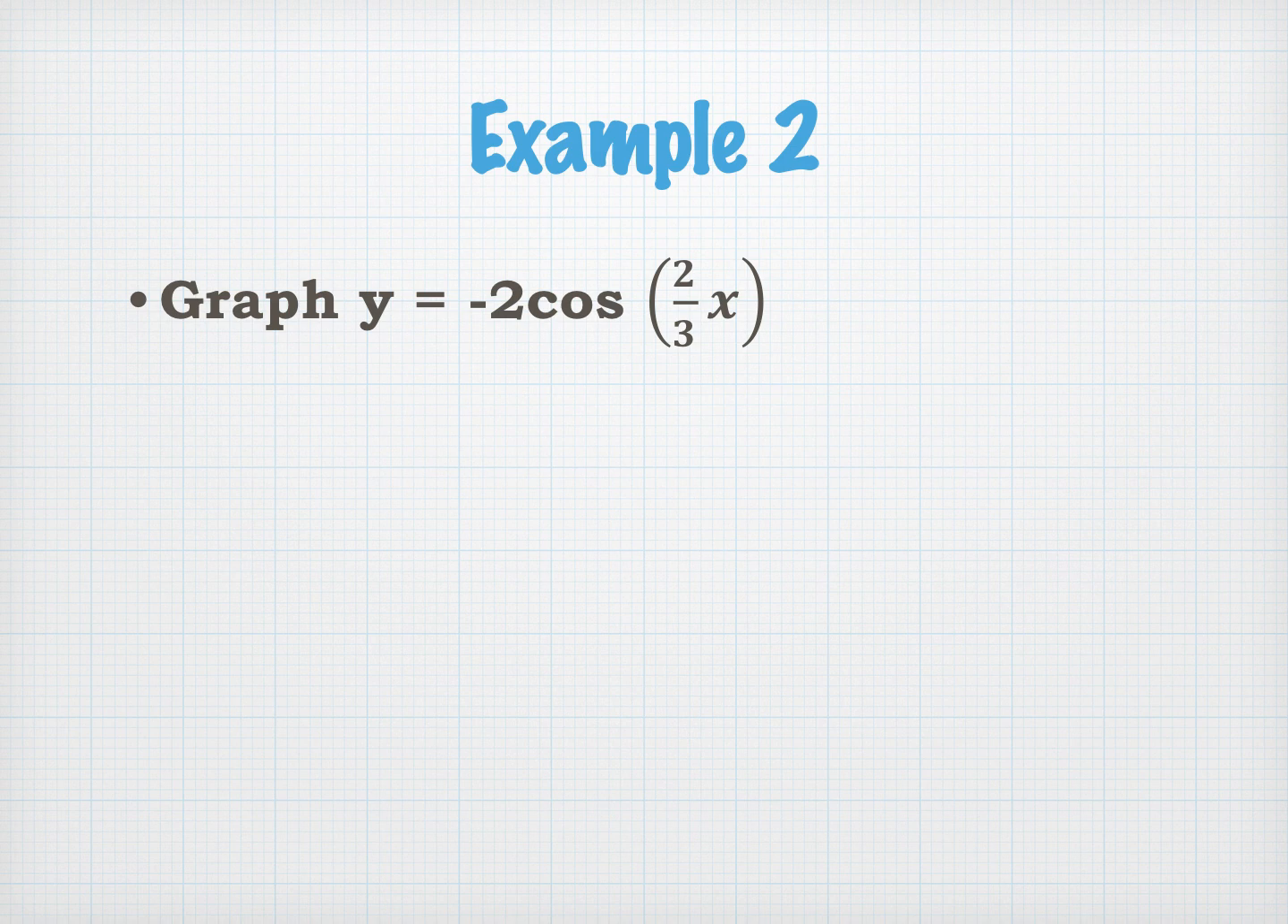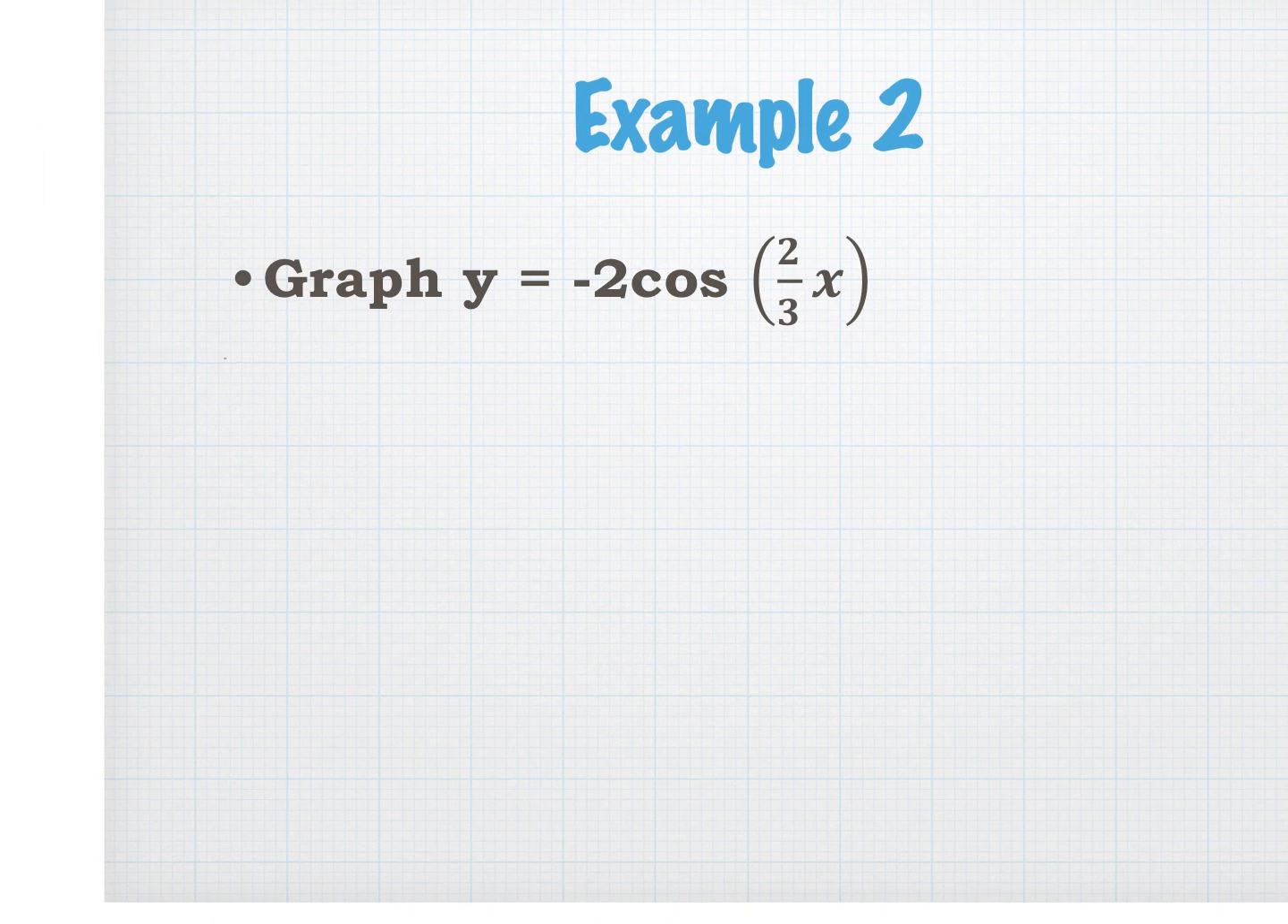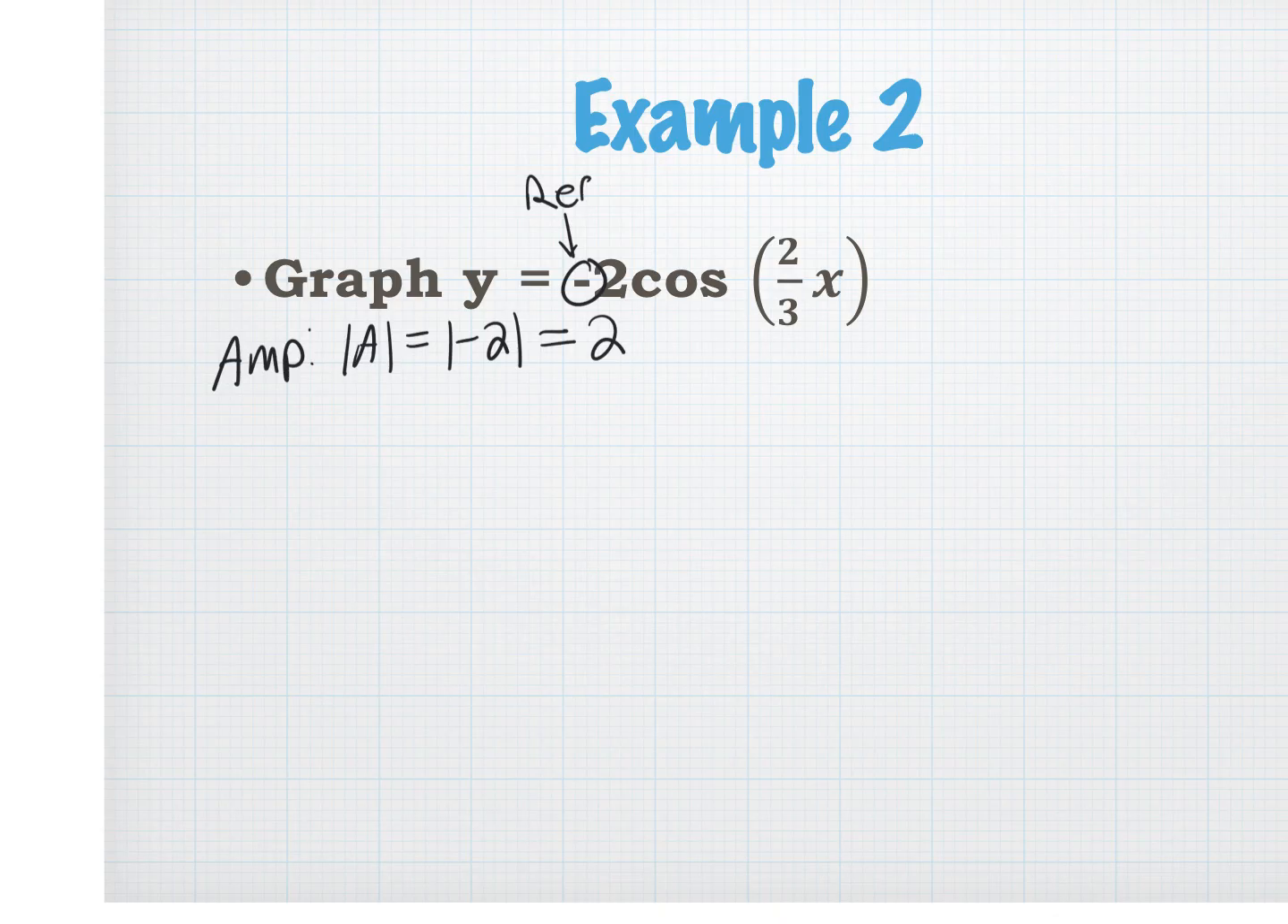All right, let's try something similar here. I have -2 cosine of 2/3 x, right? So again, we're going to find the same information. The amplitude is going to be the absolute value of a, so absolute value of -2, so 2. That means it's going to be at its highest 2 units and at its lowest -2 units. But one thing to keep in mind with that negative, that means the graph of cosine is going to be reflected. So you're going to have a reflection over the x-axis.